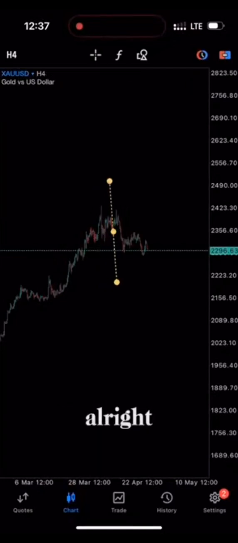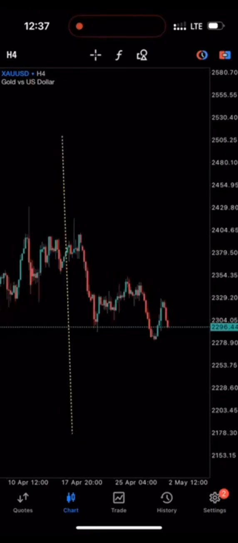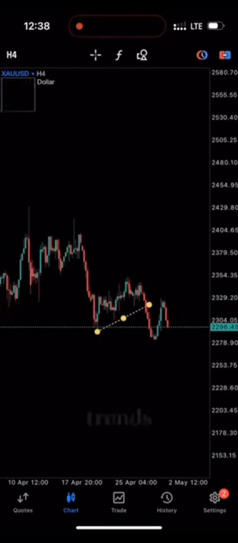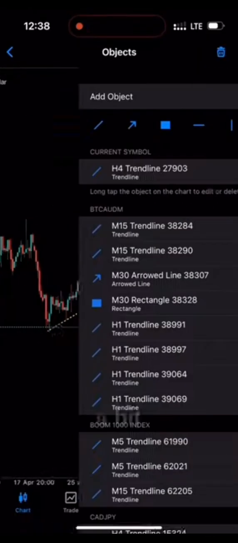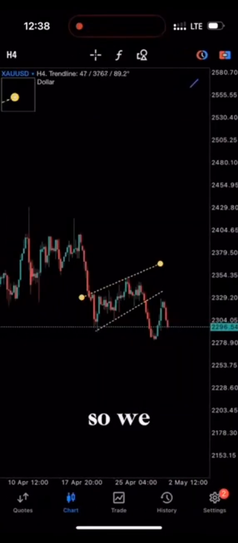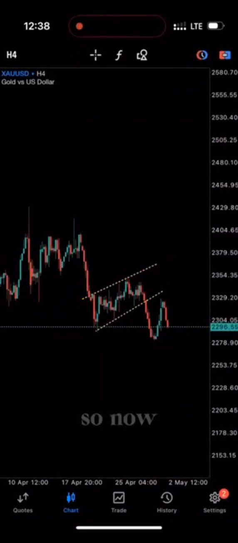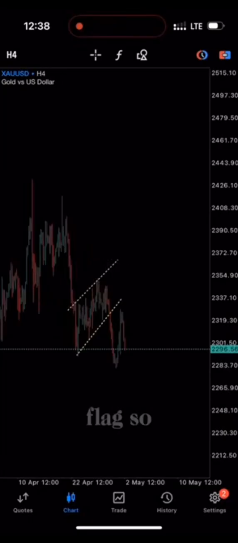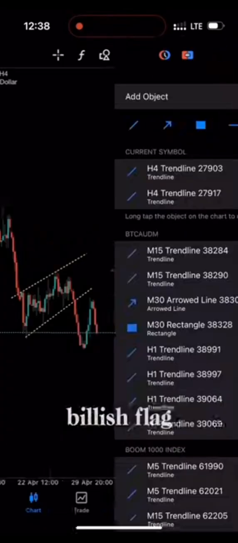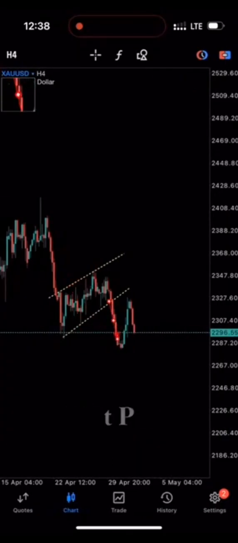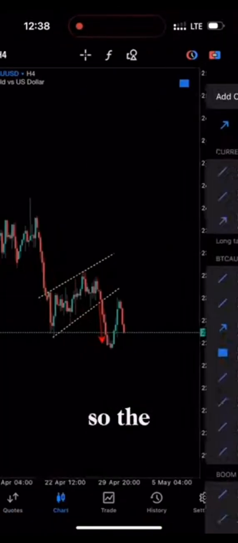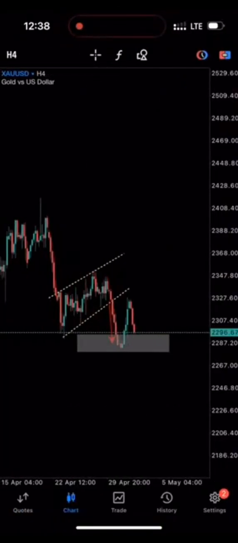All right, so it seems as if from that moment, the market was in an uptrend, and then it changed direction for a bit there. So we are drawing our trend lines. So now we have a bearish flag. On our bearish flag, I can notice that the first TP was reached. So the first TP has been reached, right? Now we go for the second TP.